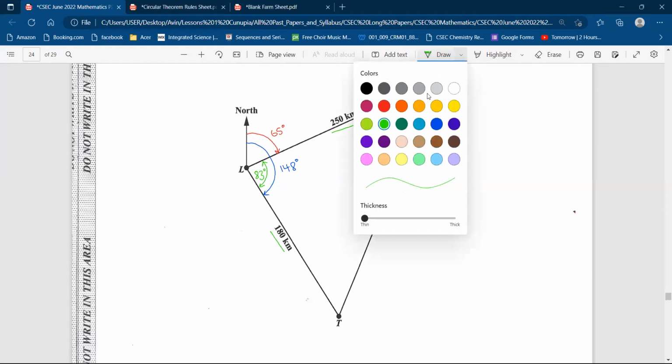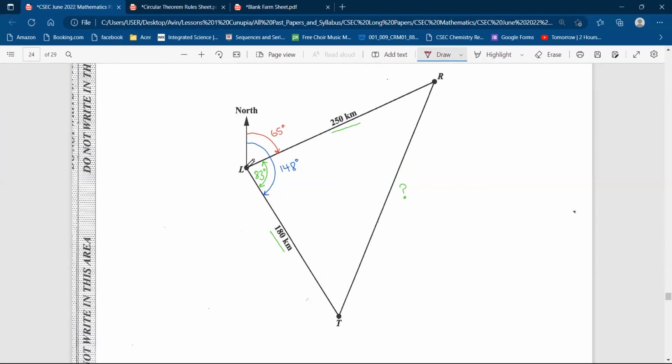So what we have to do is put in the common letters. Here's capital L, R, and T. If here's capital L, this side is common L. If here's capital R, over here is common R. If here's capital T, the side opposite is common T. So we're already trying to find common L.